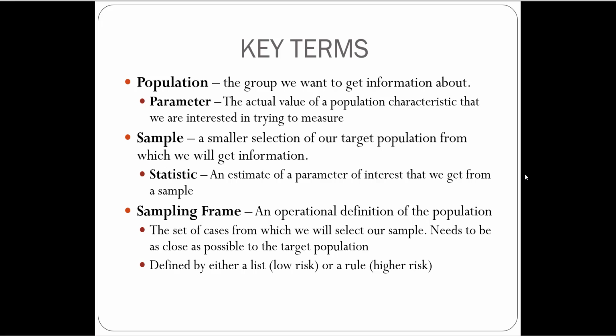That is a rule that we're going to use for our sampling frame, and is a lot higher risk because people may have moved. We don't know who exactly lives there, and so there's a lot more room for error to come into our sample than if we have a list of everybody in the population.